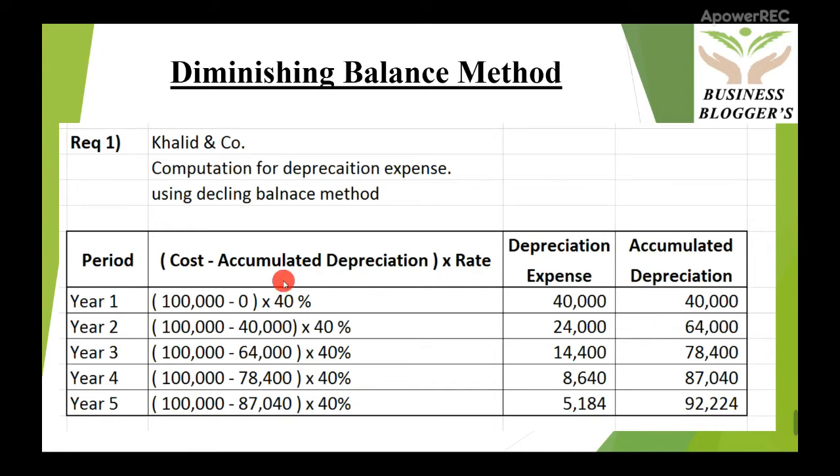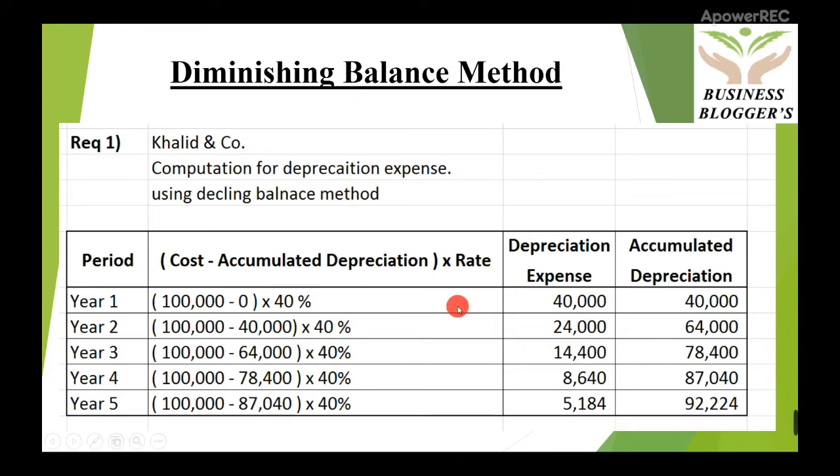If we calculate this formula in the first year, the result is a depreciation expense of 40,000 rupees. Then we deduct our accumulated depreciation from the fixed asset value, then apply the percentage, and the result will be 24,000 rupees. We will calculate the 5-year depreciation expense as per the diminishing balance formula.